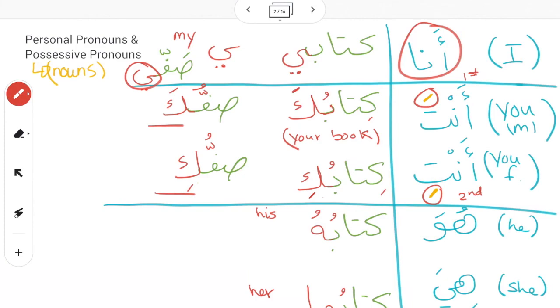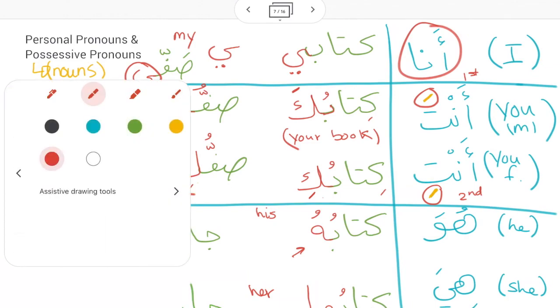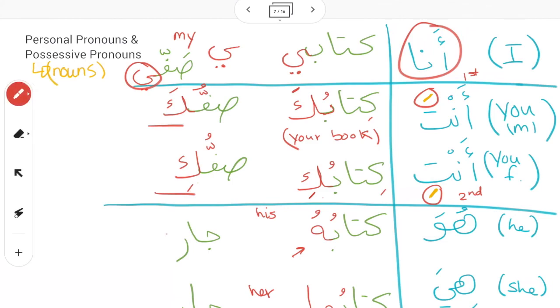But I want to give you a different example, just because in this case the ha is connected because the ba is a letter that connects. But let's say I want to say neighbor. I want to say his neighbor and her neighbor. So because the ra doesn't connect, the ha is going to look like this. Jaruhu. Her neighbor, jaruha. So notice here, the neighbor is masculine, and then it's his neighbor that you're talking about.